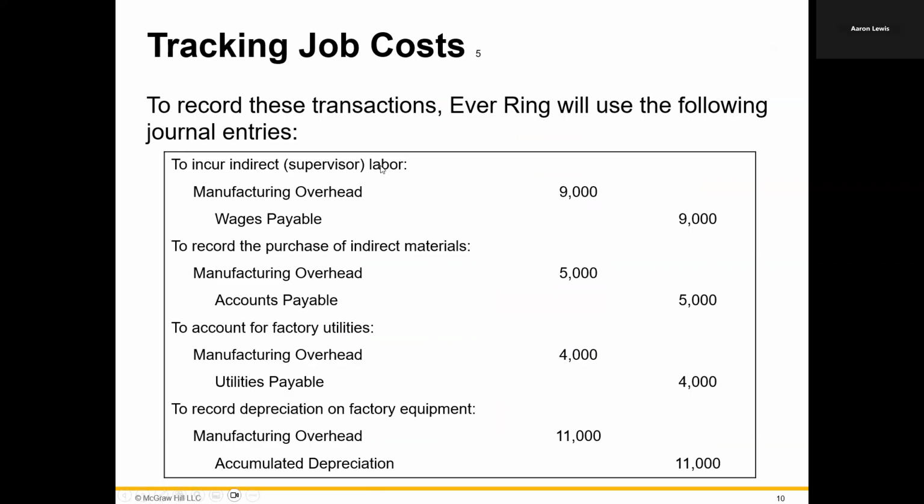So if we have indirect labor, well, the reason is because of wages that happen here. So if we still owe them to people, which you can probably assume is going to be the case, the credit would be to wages payable. If for some reason you paid cash wages at the time, it would go into cash.